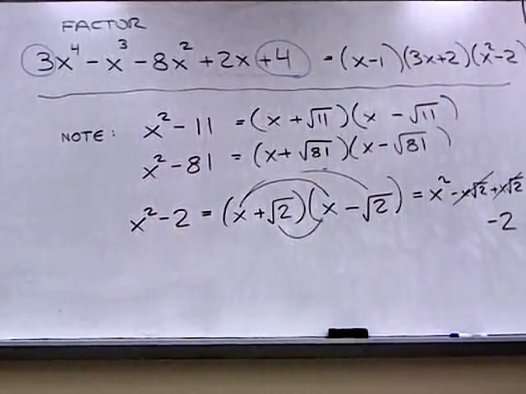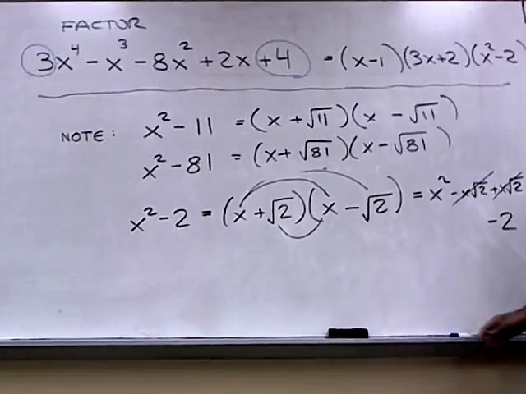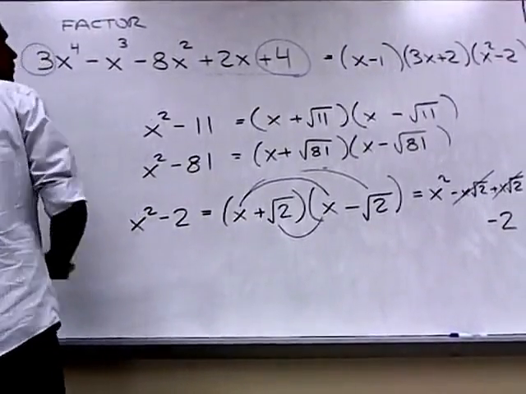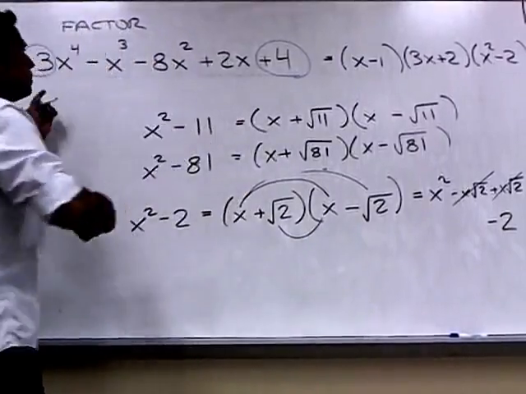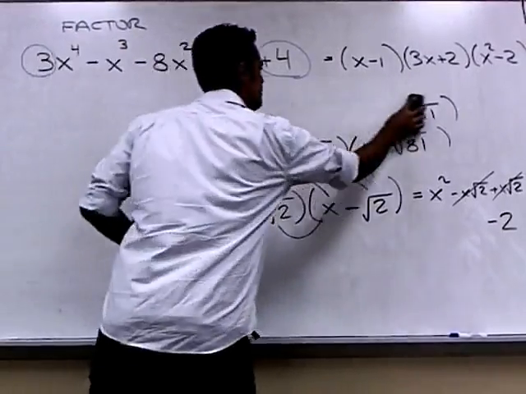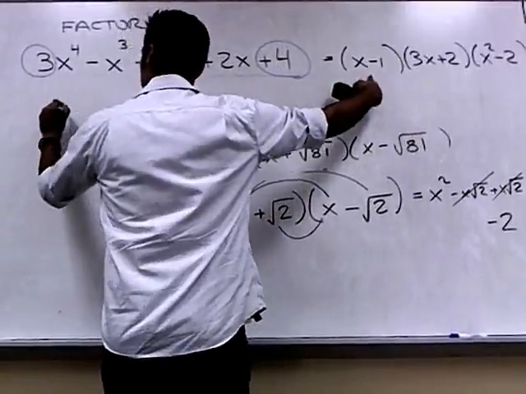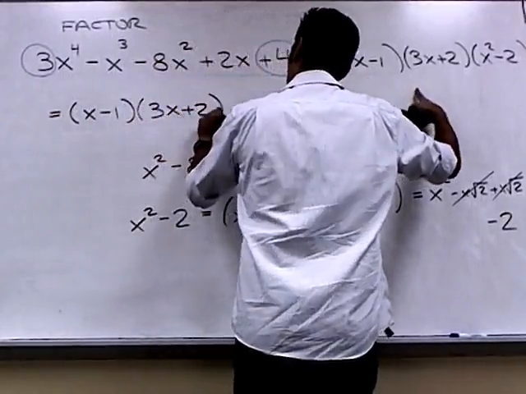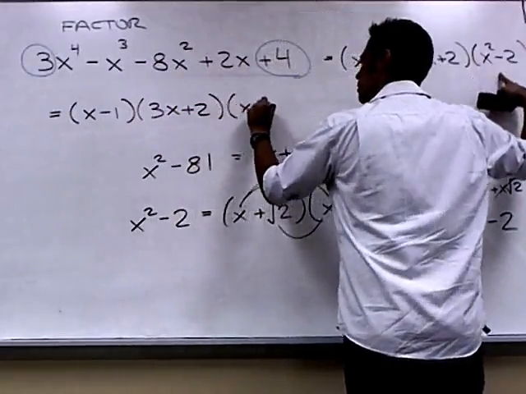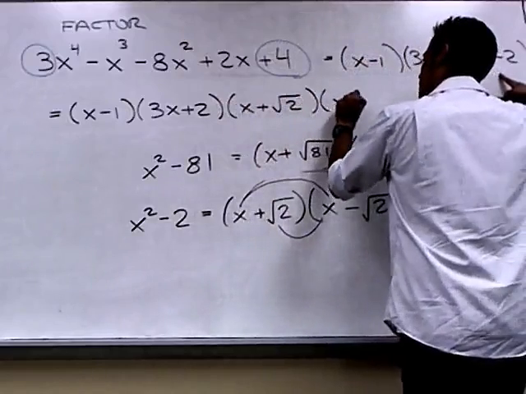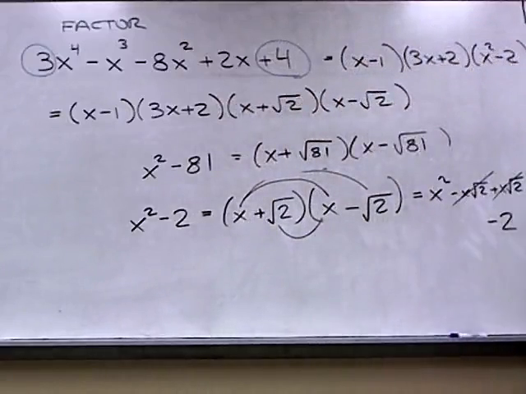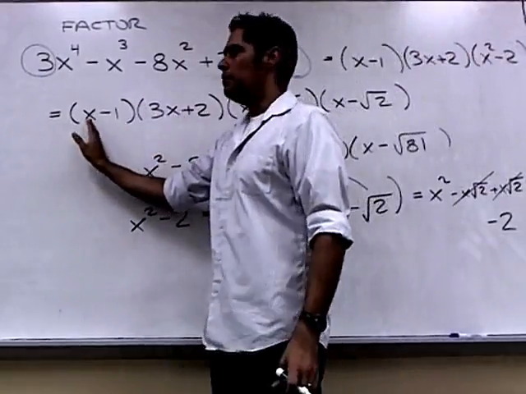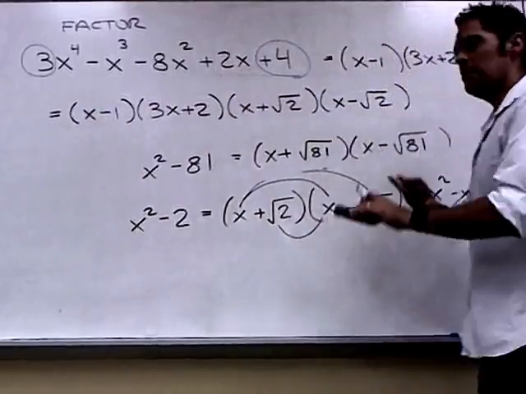All right, with all that said, let's go back to this problem and finish it off. The factorization of this polynomial will be the x plus 1 we have, or x minus 1 we have here, 3x plus 2, and then this right here is a difference of squares, x plus root 2, x minus root 2. Now each of these factors is linear, meaning the powers on the x's are 1s, and we are done.